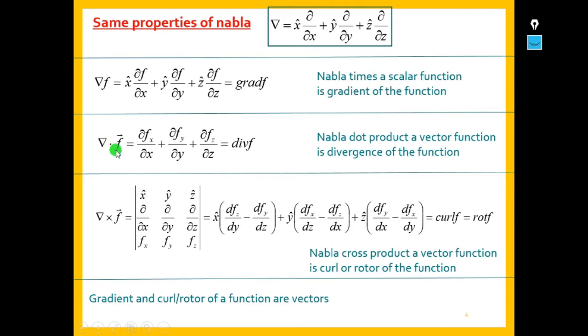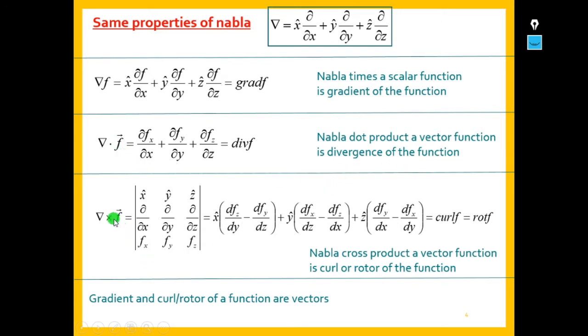And del dot f, if we want to know, becomes divergence. So divergence is nothing but dou fx by dou x plus dou fy by dou y plus dou fz by dou z, which is divergence f, a scalar product or dot product. The dot product of nabla with a function gives rise to divergence.